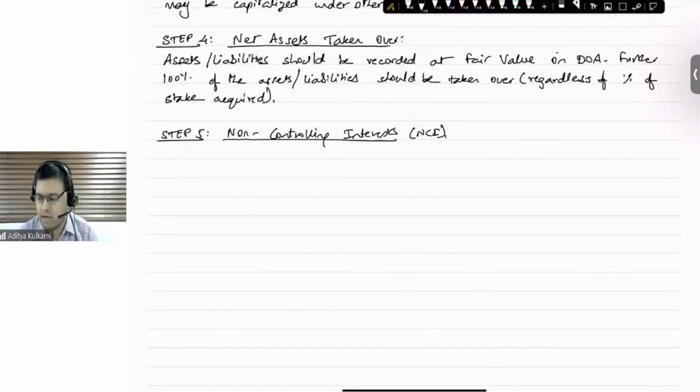Have you guys noted down? Yes. That's right, Srishti. Okay, fine. So you will understand why it is 100% always. We will understand it when we are now going to look at step number 5.